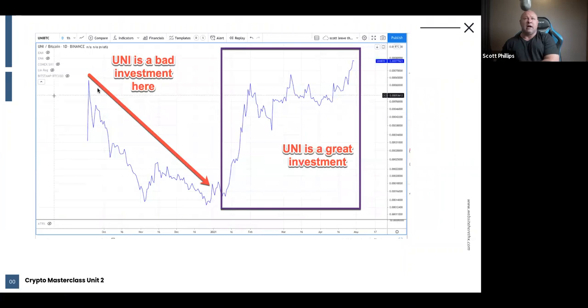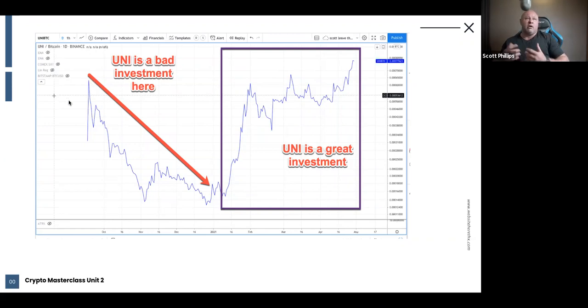Uniswap, biggest DeFi exchange. Everyone's idea of this is the hot girl on campus coin. But look at it for the whole of its life. Terrible investment, going down, going down, going down, going down. The light switch changes and then it comes good. And where are we compared to Bitcoin? We're only just above where it was 2 years ago.